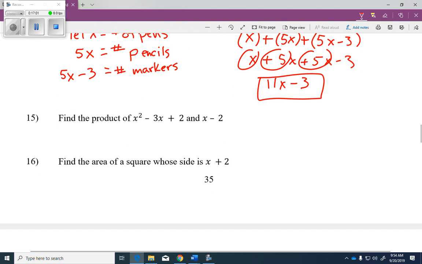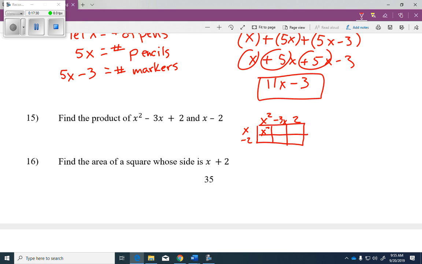Number 15, product means to multiply. So a trinomial times a binomial. Oh yeah, multiplication, I could always use the box method. I'll put my binomial over here, and I'll put my trinomial over here. To be honest with you, it wouldn't matter if you put your trinomial down this way and your binomial along the top. You would get the same answer.